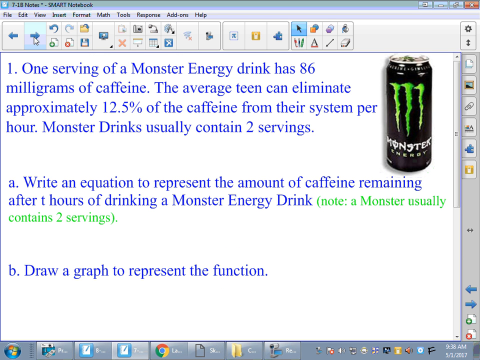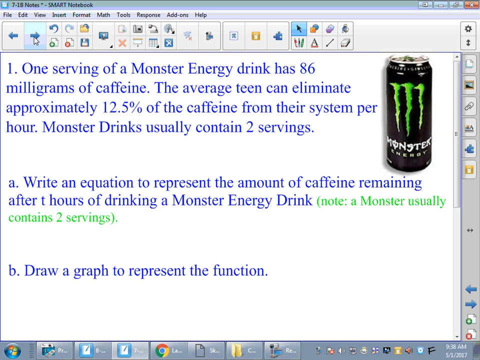I know these are a popular drink among teenagers. So 1 serving of a Monster energy drink has 86 milligrams of caffeine. The average teen can eliminate approximately 12.5% of the caffeine from their system per hour. So every hour, 12.5% of that 86 milligrams is released from your body. So it's no longer in your body. After 2 hours, 24 or 25% will be gone and that sort of thing.